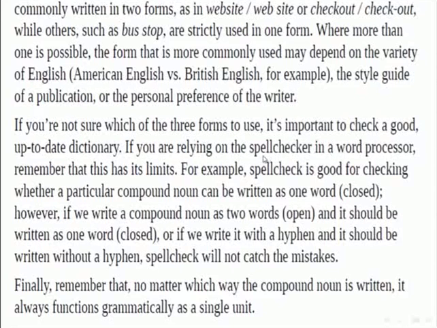If you are relying on the spell checker in a word processor, remember that this has its limits. For example, spell check is good for checking whether a particular compound noun can be written as one word, closed. However, if we write a compound noun as two words, open, and it should be written as one word, closed, or if we write it with a hyphen and it should be written without a hyphen, spell check will not catch the mistakes. Try to use a dictionary, right? Finally, remember that no matter which way the compound noun is written, it always functions grammatically as a single unit, right?